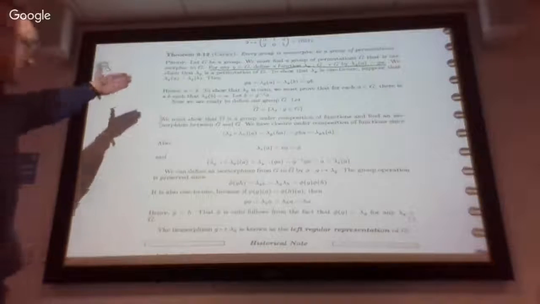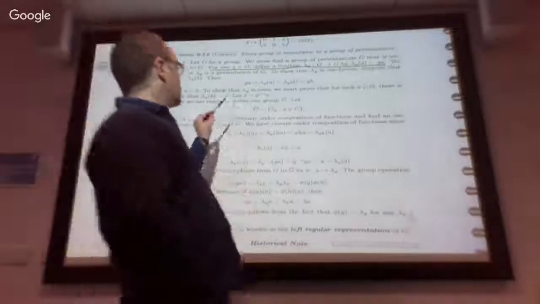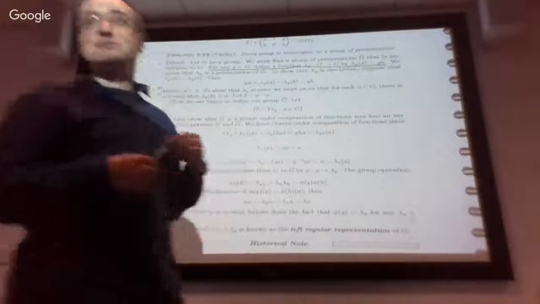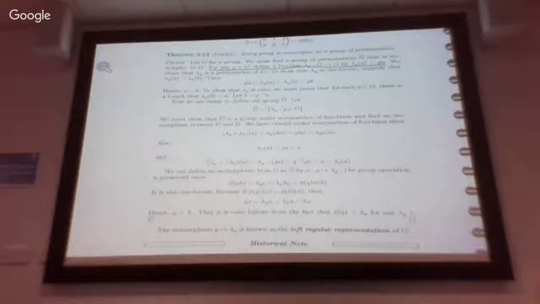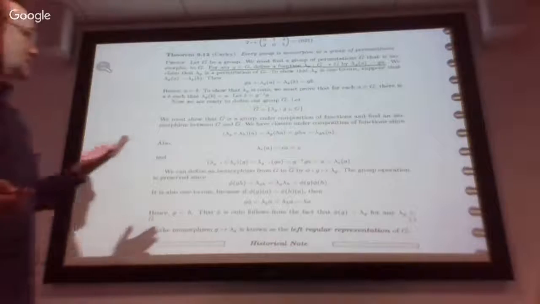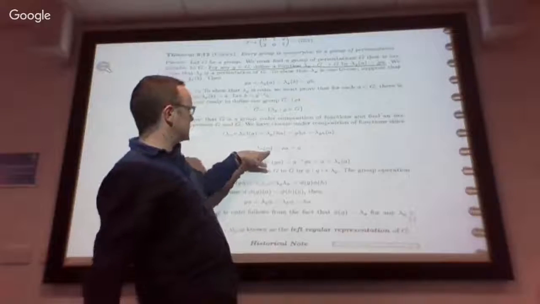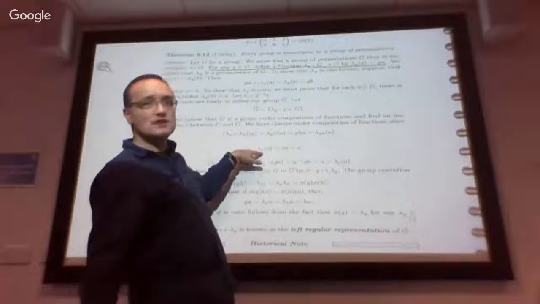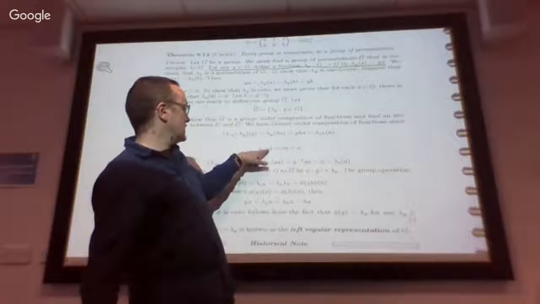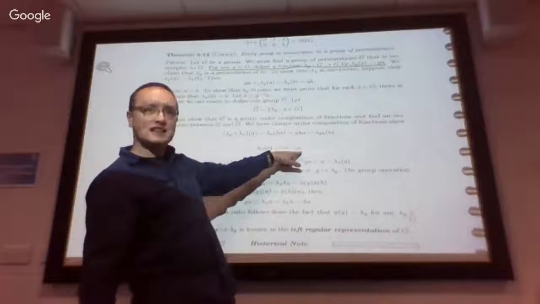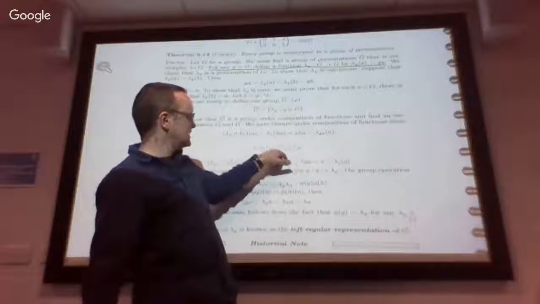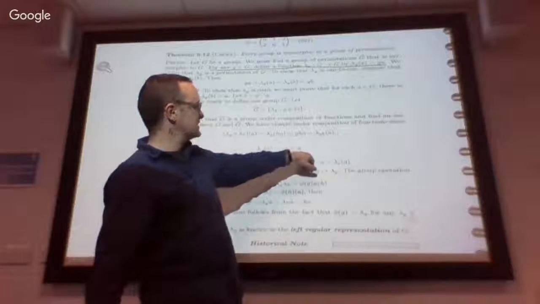The rest of the argument is simply proving that G bar is a group. We've already proved it's a set of permutations; you just have to prove it's a group. You have to show that the identity element is present. The identity element corresponds to the permutation lambda sub E. You're multiplying everything by E, which leaves it unchanged. So lambda sub E is the identity map. It sends A to A for any A.